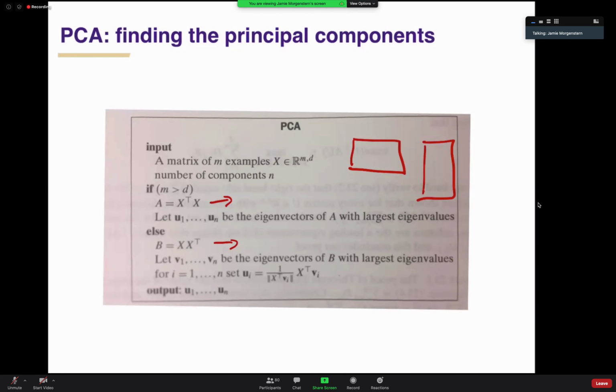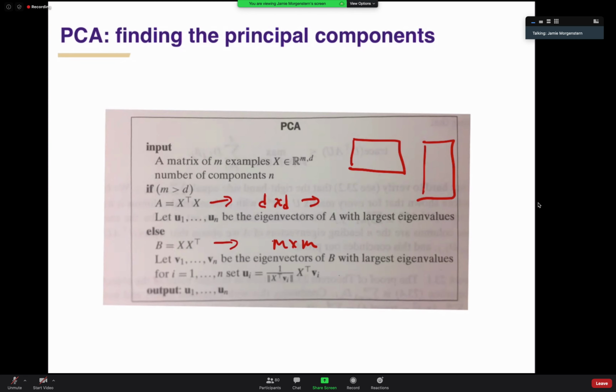So if M is greater than D, then X transpose X is a D by D matrix, right? And if not, then XX transpose is an M by M matrix. In the case that D is smaller, this is a better computation to do in general, computing on a lower dimensional matrix. If M is smaller, then you'll want to do something on an M by M matrix. And in both cases, this is just saying, find the eigenvectors of this matrix.